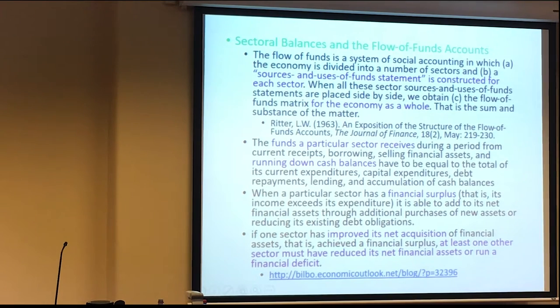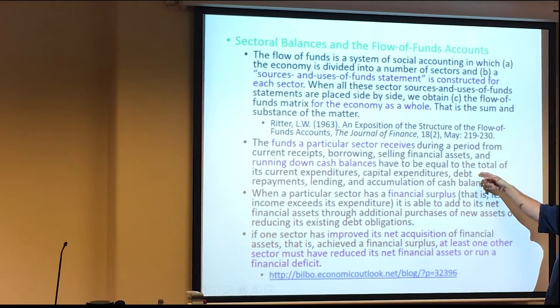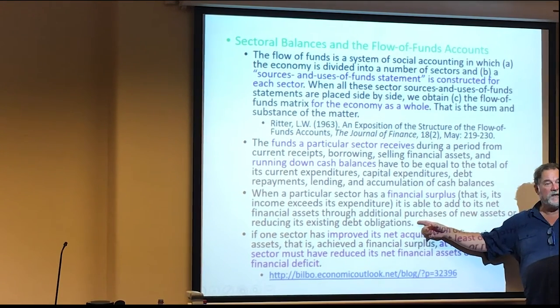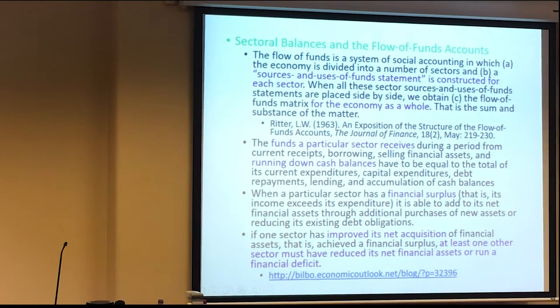The funds that a particular sector receives during a period from current receipts, borrowing, selling financial assets, and running down cash balances have to be equal to the total of its current expenditures, capital expenditures, any repayments of debt, any lending, and accumulation of cash balances. So this is the sort of statement of all the components in that flow of funds account. And when a sector has a financial surplus, in other words, when its income exceeds its expenditure, it is able to add to its net financial assets, either through additional purchases of new assets or by reducing existing debt obligations. So that's why flow of funds accounts are so helpful, and that's why the Bank of England has been putting so much investment into developing models that can account for all of these sort of flows of funds.